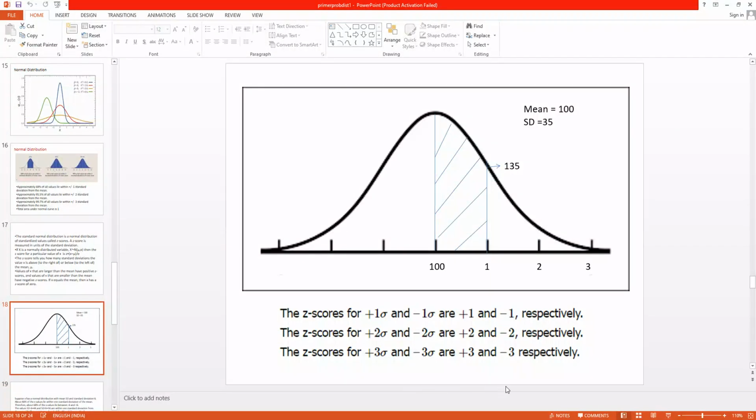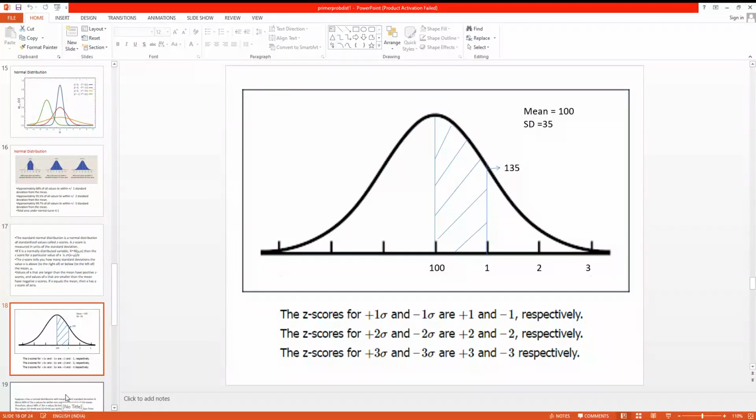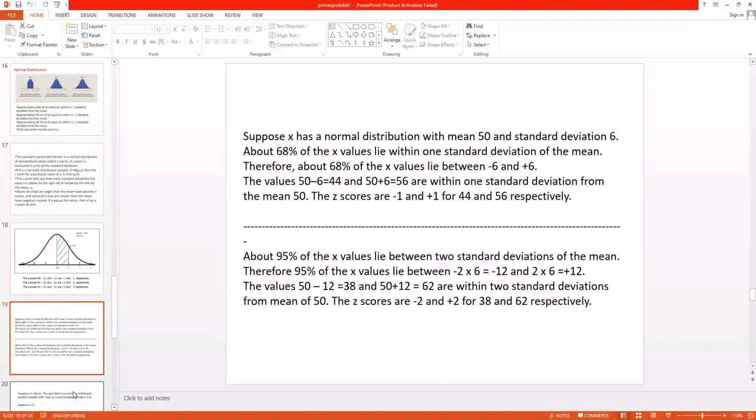So if you have a mean of 100 and a standard deviation of 35, then within one standard deviation, you will have values between 100 and 135 respectively. You can also calculate it for 2 and 3 standard deviations to understand what the range would be. So let's take an example of how we use this normal distribution.